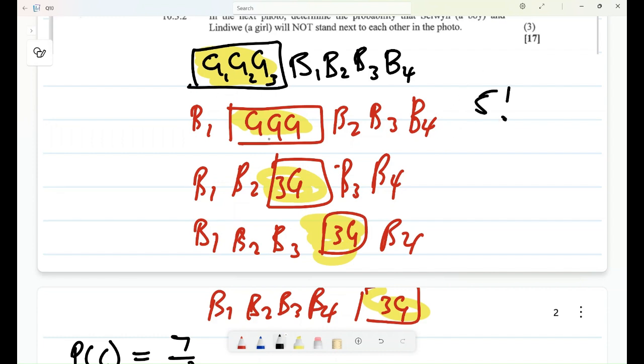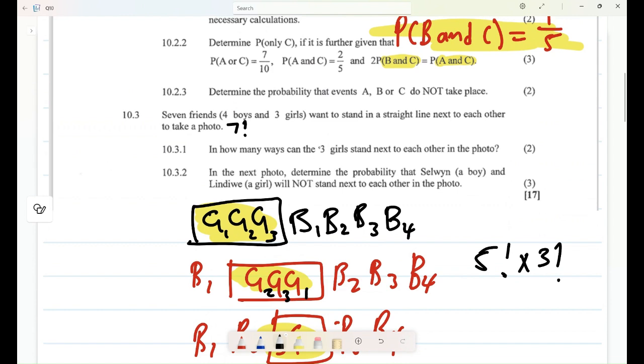But you have to match. These girls also can be randomized like 3, 2, 1, or 1, 2, 3. So we have to multiply by 3 factorial. Why? Because now they can sit in any way, 2, 3, 1, or 1, 3, 2, or 3, 1, 2. Right? So this is the answer now. You want to say it is 5 factorial multiplied by 3 factorial, then you'll get your answer thereof, of 720.